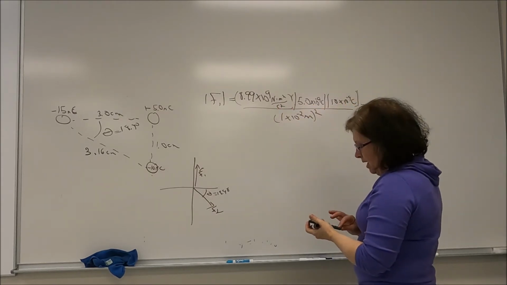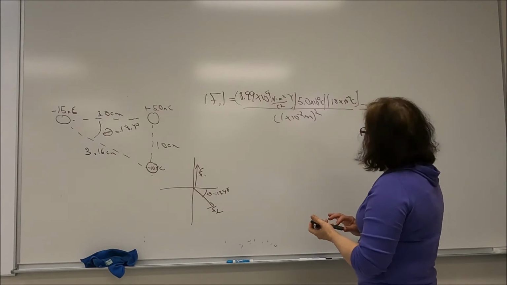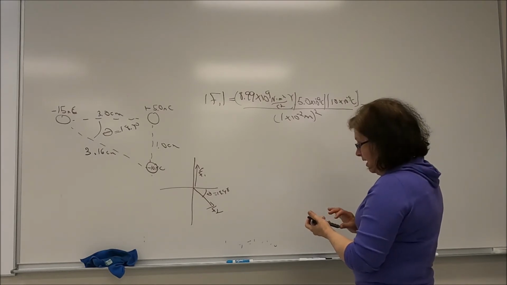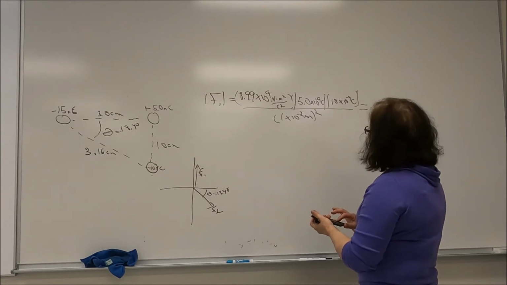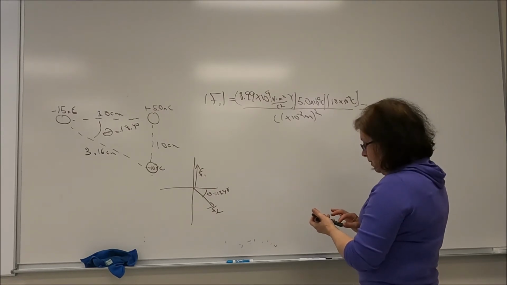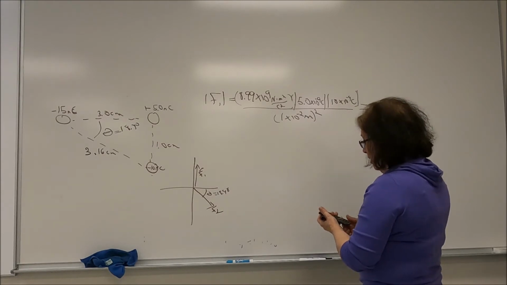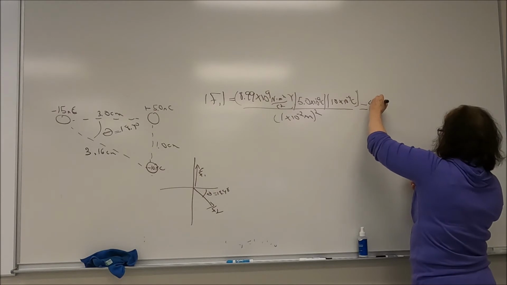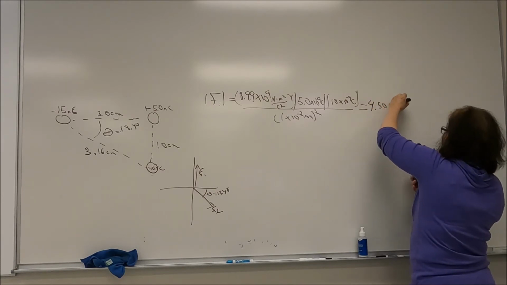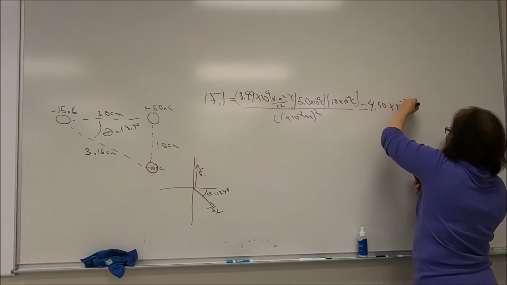So force 1, 8.99 times 10 to the 9, times 5 times 10 to the minus 9, times 10 times 10 to the minus 9, divided by 1 times 10 to the minus 2 squared. So I get 4.50 times 10 to the minus 3 newtons.